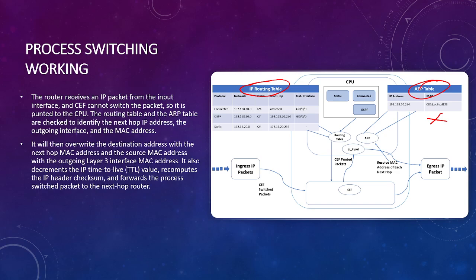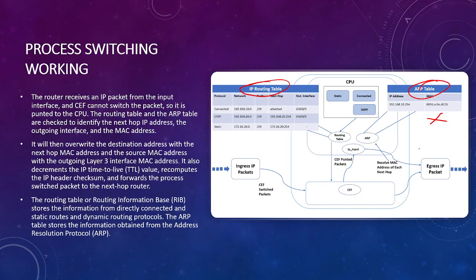Once it has everything, when the IP packet comes and the routing table and ARP table have the outgoing interface MAC, it will swap the MAC address. Then it will change the IP TTL value and whatever other information has to be changed in the IP packet. Then the packet will be sent on the egress interface. The routing information stores the directly connected protocols and the outgoing interface from the ARP.